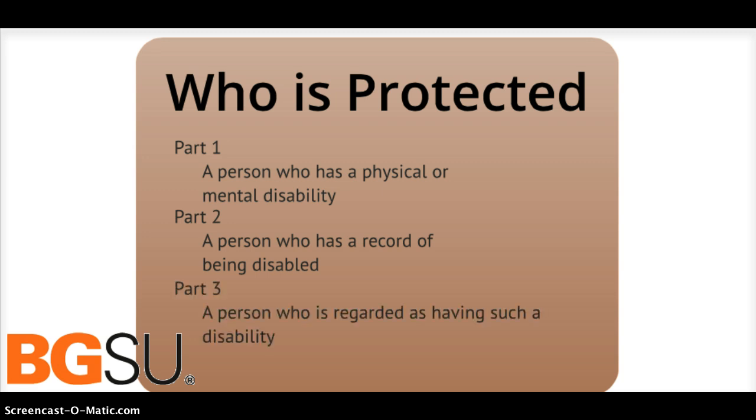And then Part 3 is the person is regarded as having such a disability, meaning that we just think they have one, and so we act in exclusionary ways, and we can't do that either. Again, the example in the book was that there's a concern that a student may have a communicable disease, and so we exclude them from the lunchroom.